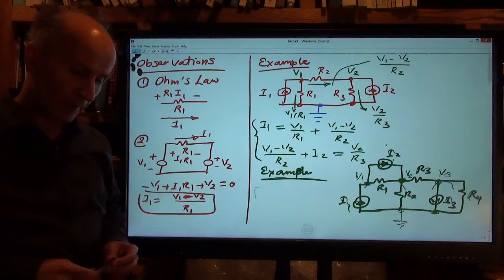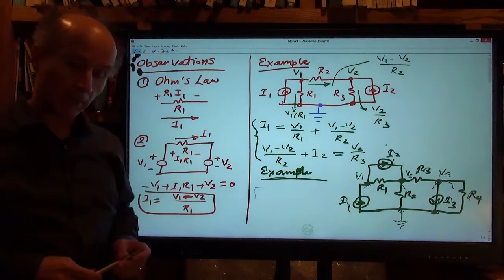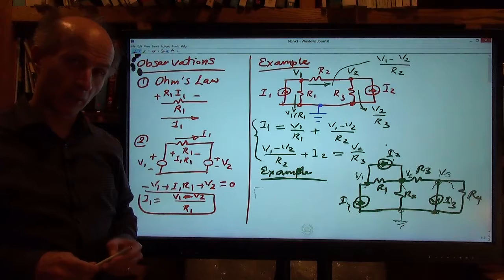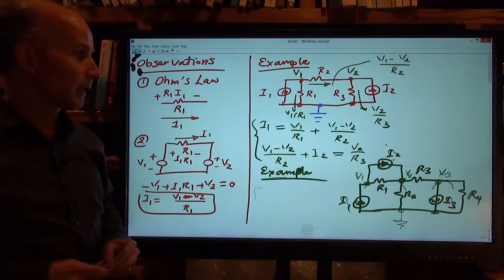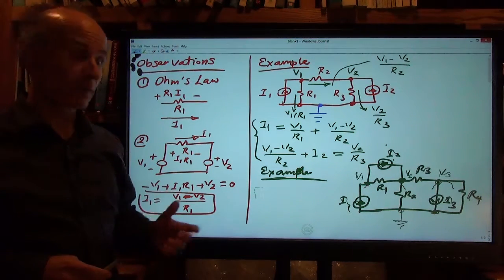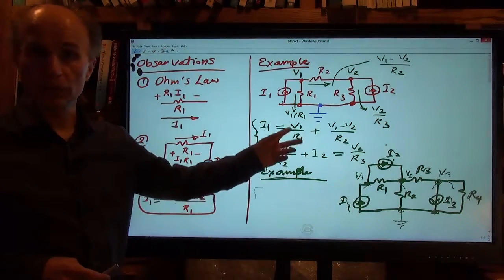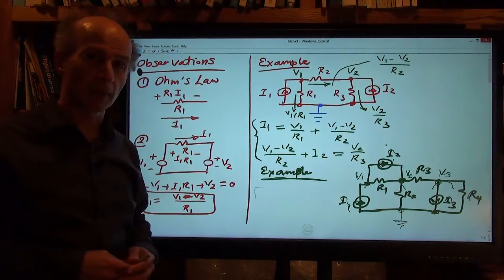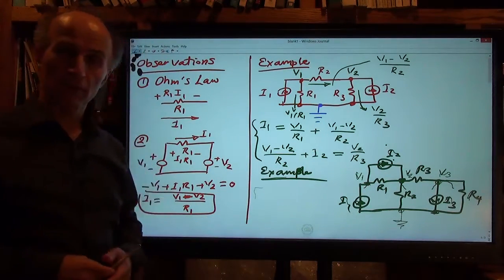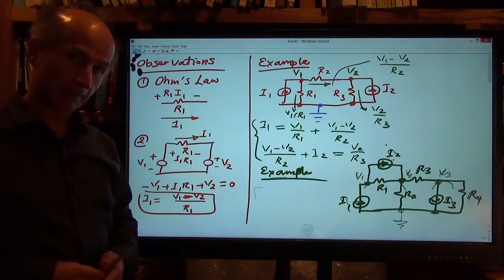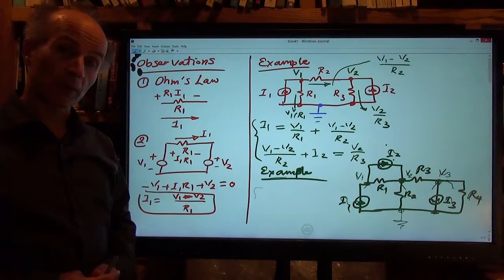Okay, so I hope these examples have shown you how we apply nodal equations and how we solve them. The result might be tedious, right? You have two equations, two unknowns, or three equations, three unknowns. It might be tedious, but that's the nature of the beast, and that's how we solve circuits.